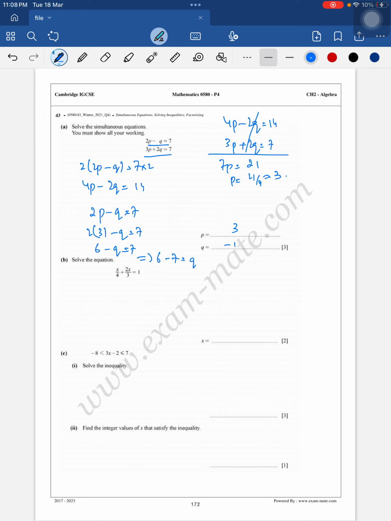Moving to the part B, we have this equation. First I take LCM, so 3 and 4 LCM will be 12. 4 3s are 12, that is 3x. 3 4s are 12, 4 2s are 8x is equals to 1. 3x plus 8x is 11x, 12 into 1 is 12, so x is equals to 12 upon 11.